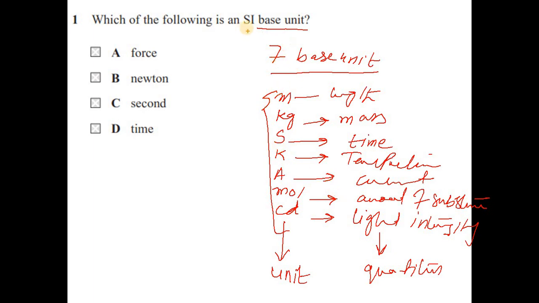So you need to select an SI base unit, and force and Newton are not in this list of units and quantities. Second and time are both in the list, but remember, second is the unit and time is the quantity, and they are talking about SI base units. That's why your option is C.